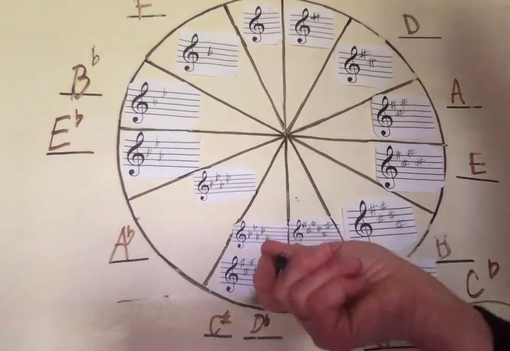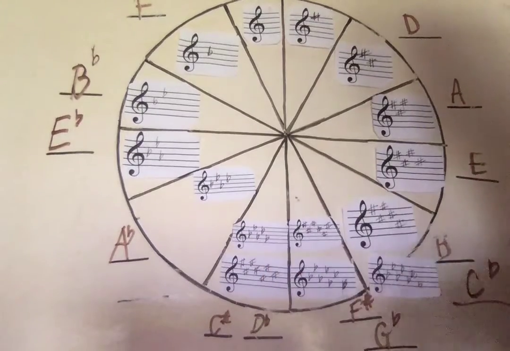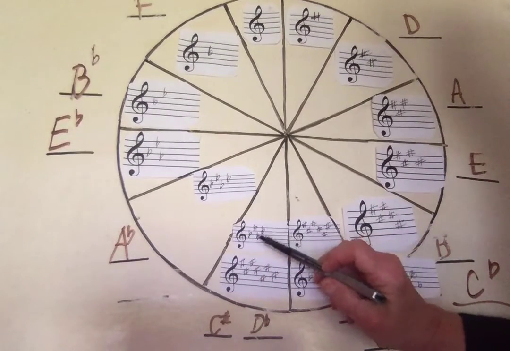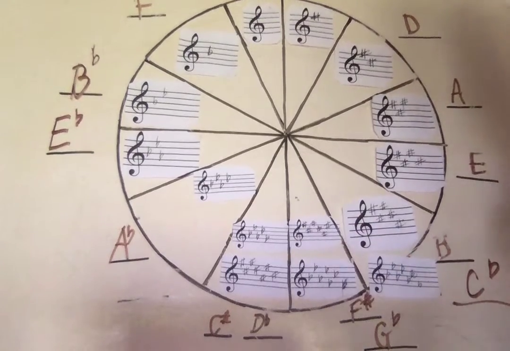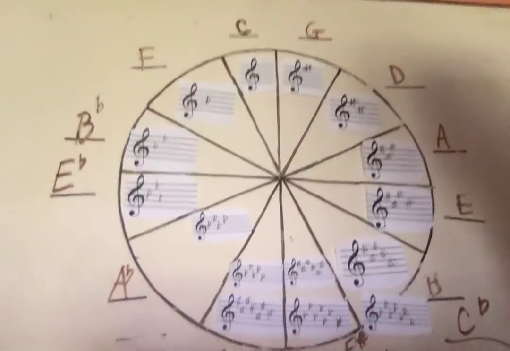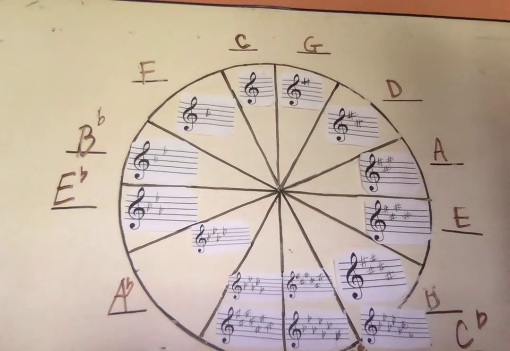If you come over here to D flat, let's see if that works. D flat is B, E, A, D, and G flat. There's our D flat right there. So how does this work? Can you see how this could be an easy way to figure out what key you're in?